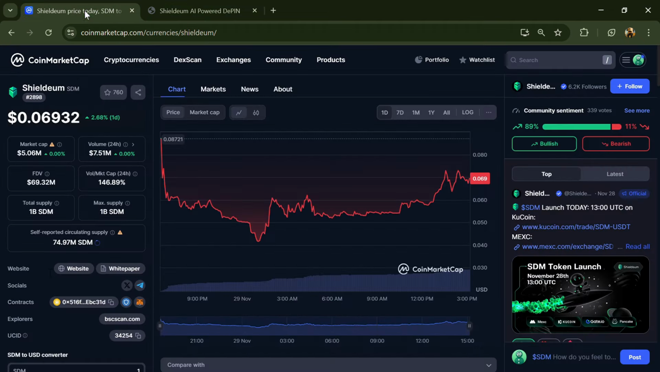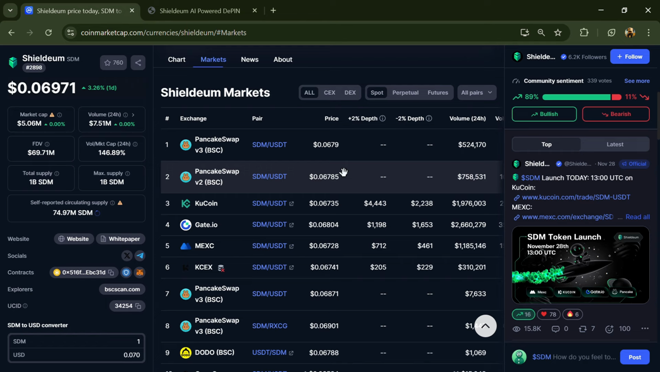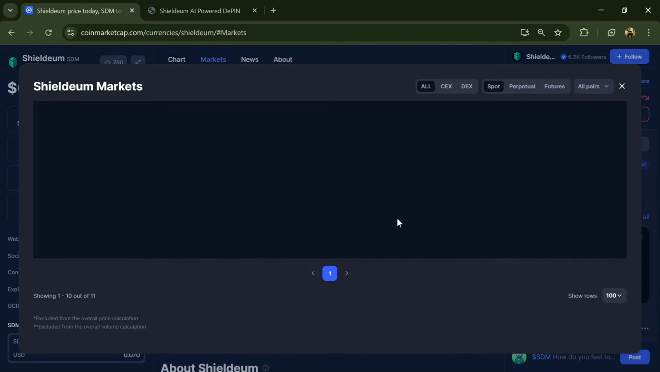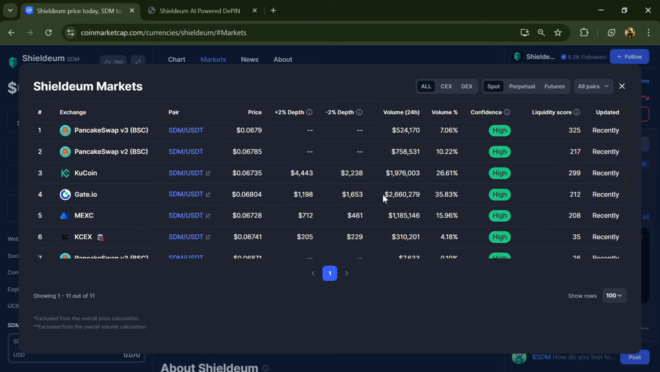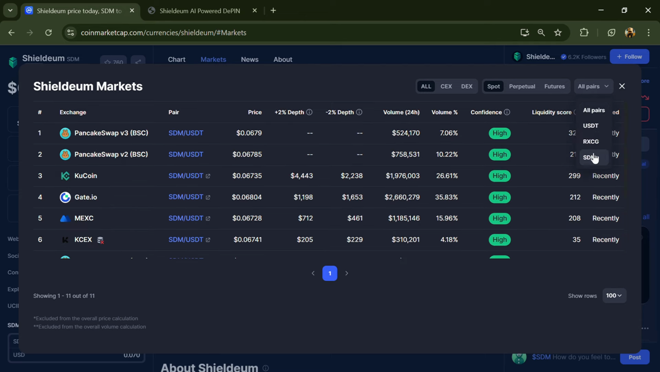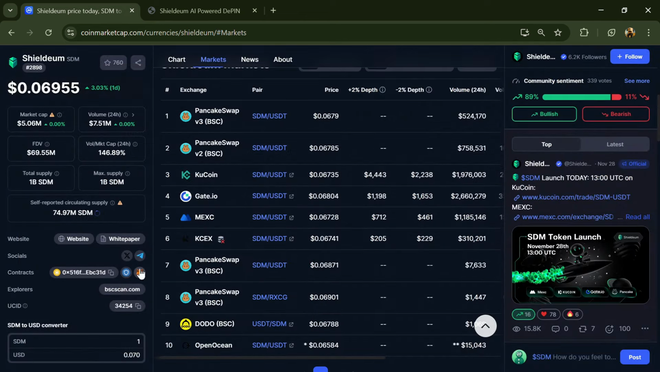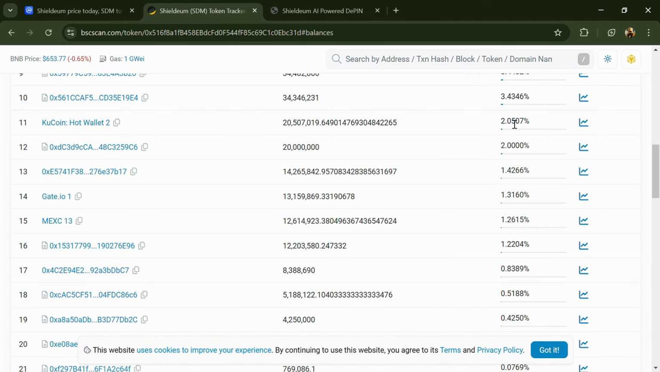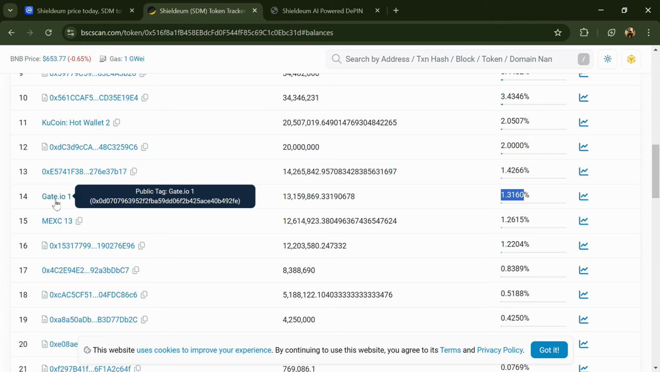Shieldeum token total supply is 1 billion and circulating supply is 74.97 million SDM tokens. SDM token is listed on KuCoin, Gate.io, MEXC and other exchanges. 2.02% of SDM token is available on KuCoin exchange, 1.33% is available on Gate.io, and 1.25% of SDM token is available on MEXC exchange.